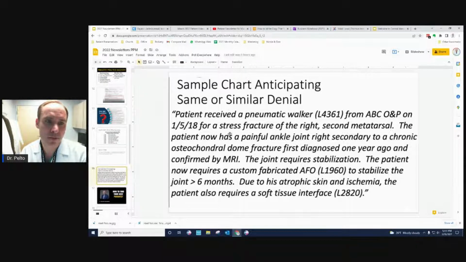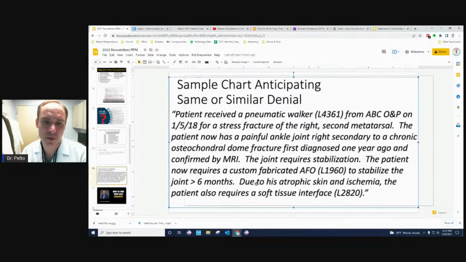On 1/5 for a stress fracture of the right second met. He now has a painful ankle in the right secondary due to chronic osteo-OCD, first diagnosed a year ago and confirmed by MRI. The joint requires stabilization. The patient now requires a custom AFO to stabilize for 6 months due to his atrophic skin and ischemia. So that's kind of a way to write it, and you document in your chart.